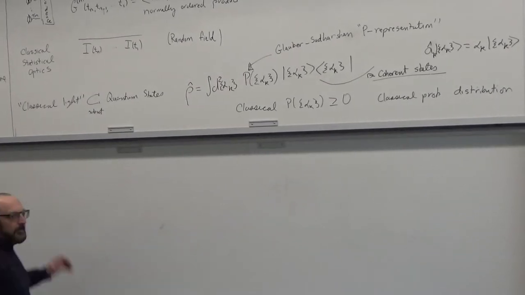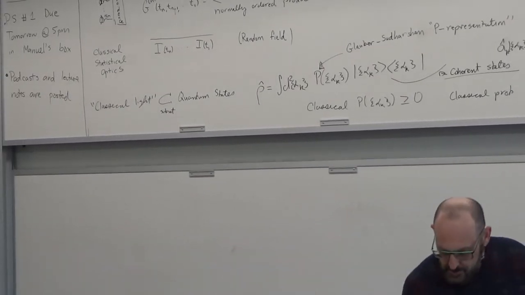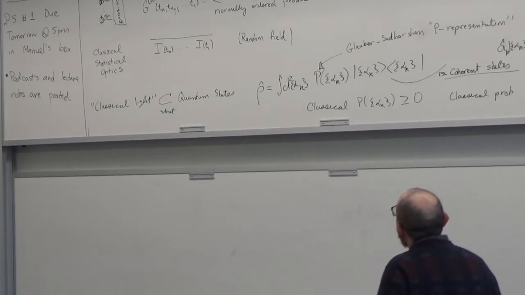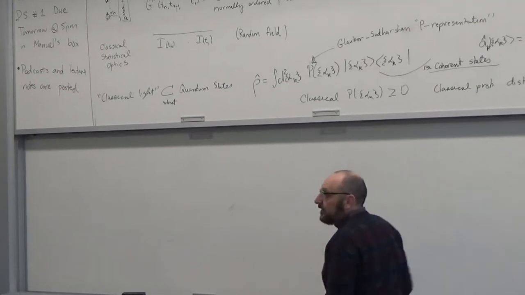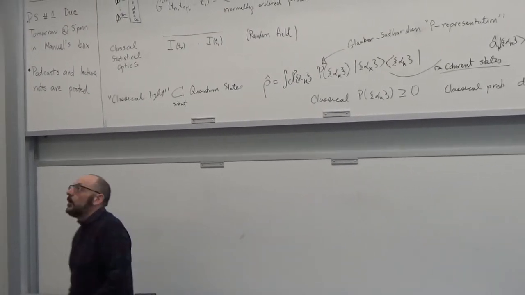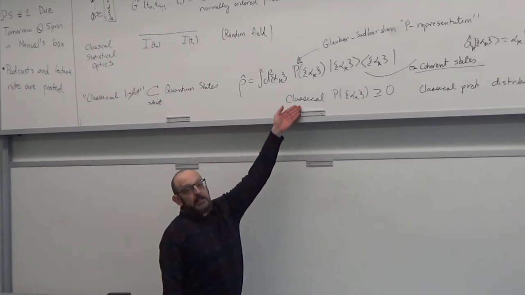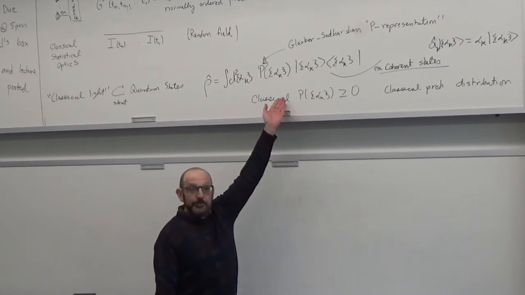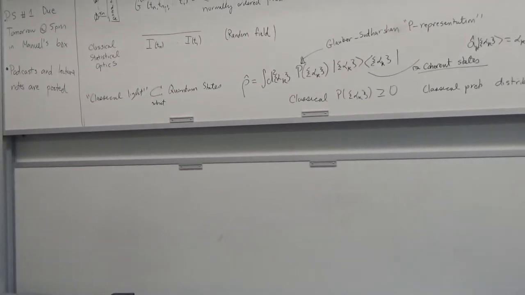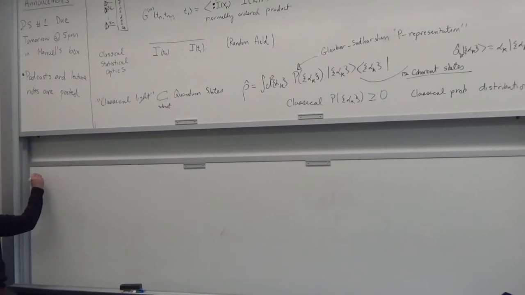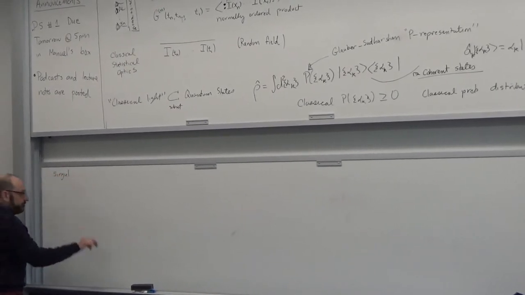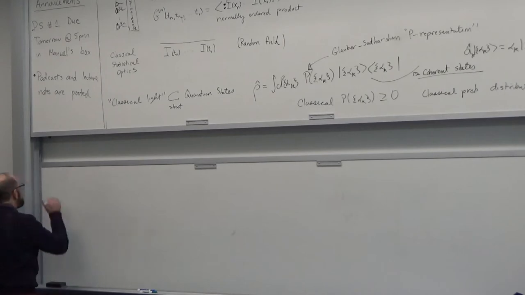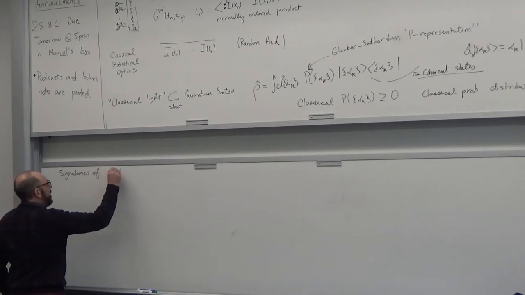All right. So, let's remind ourselves a little bit about what kind of constraints on phenomena that we would observe are implied under this condition. So if the state of the electromagnetic field is represented in this way with a positive probability distribution, then there are certain consequences. And that's one of the ways we can look for signatures of non-classical light.